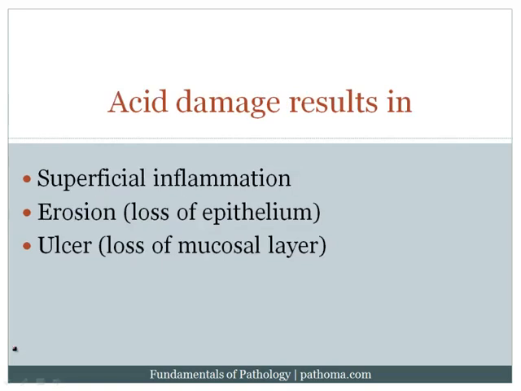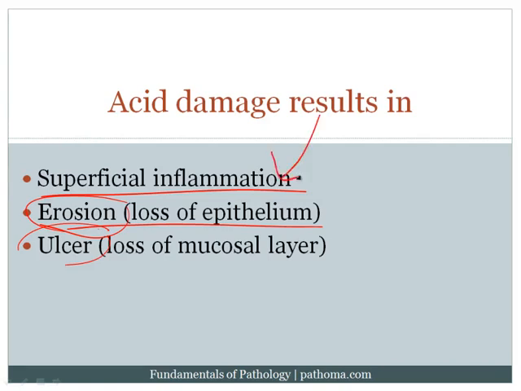When patients get acidic damage, that's going to result in one of three possibilities. You can simply just get superficial inflammation due to damage to the epithelium. You can actually knock out the epithelium, and when you lose the epithelium, that's called an erosion. Or you can knock out the entire mucosal layer, and that would be called an ulceration. So again, when you knock out the epithelium, that's an erosion, but when you knock out the mucosal layer, that is called an ulceration. And so these are the consequences of the acidic damage.